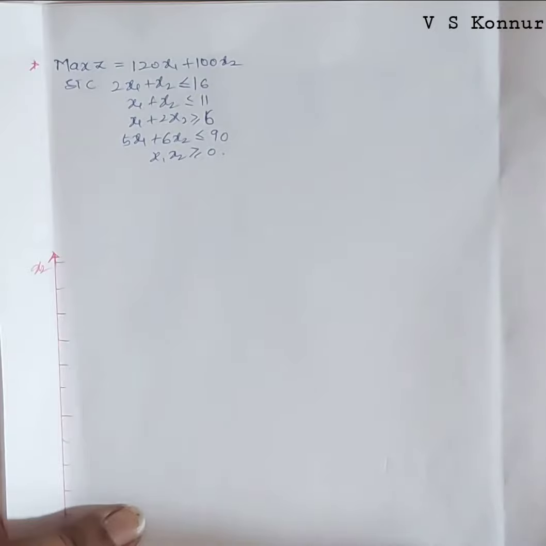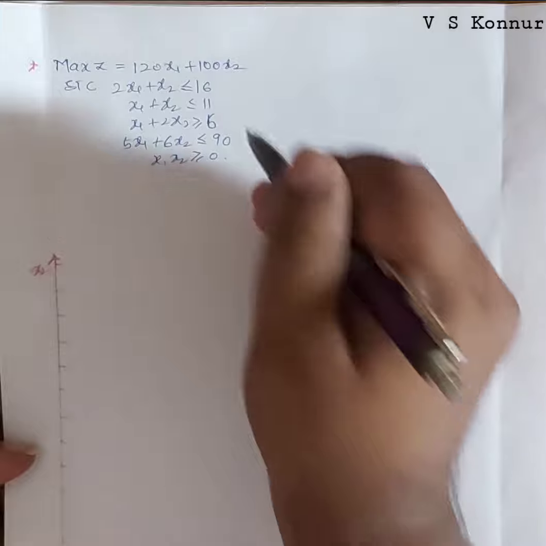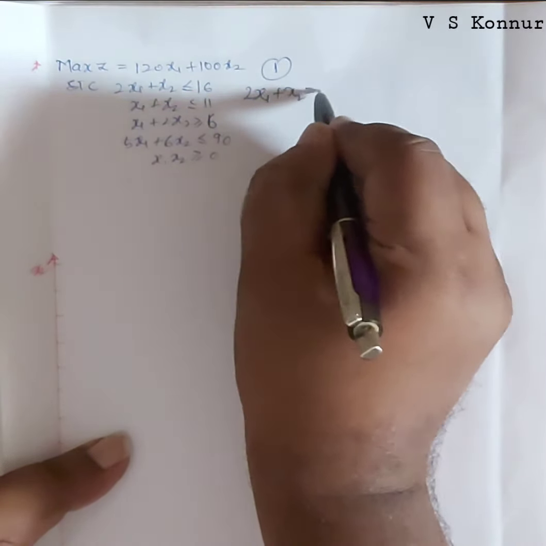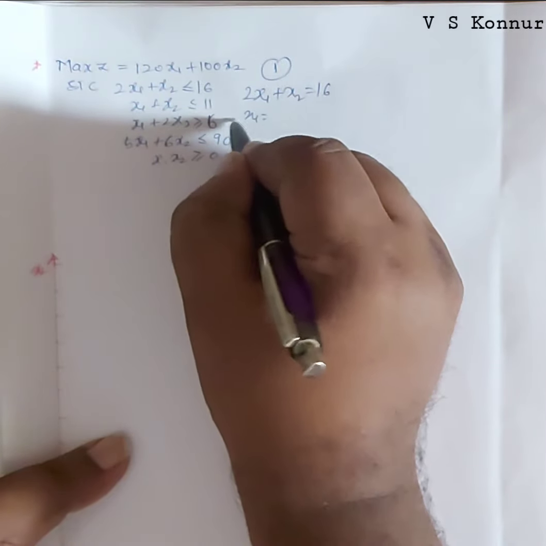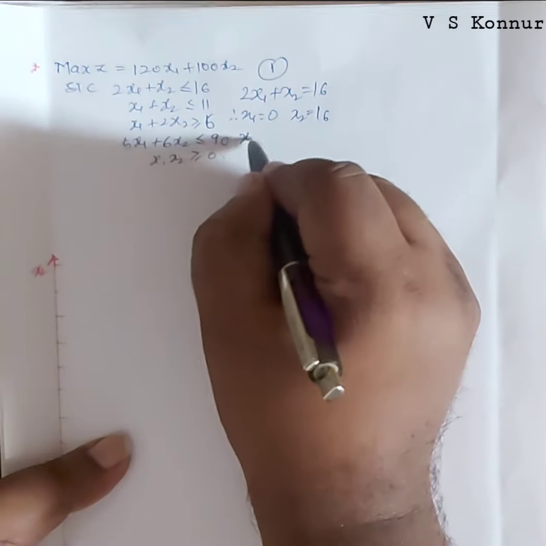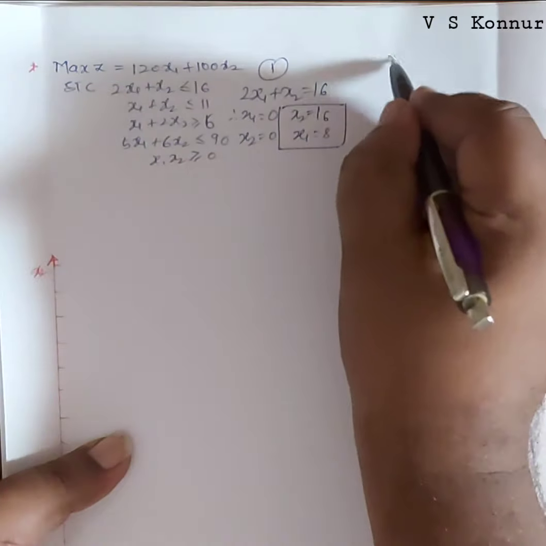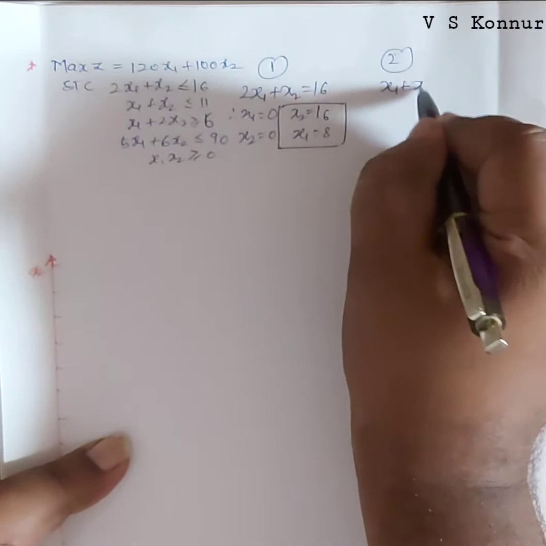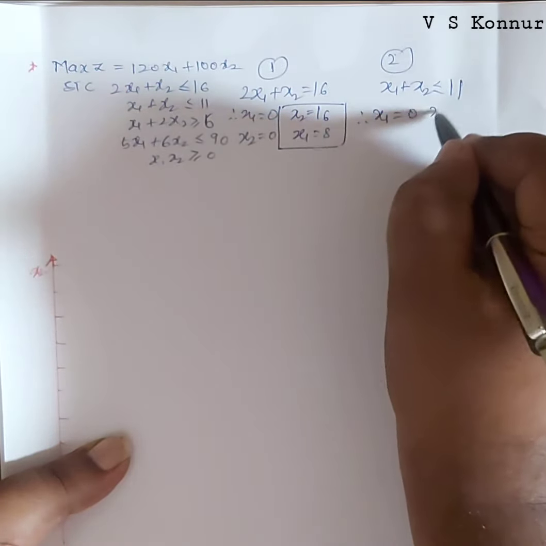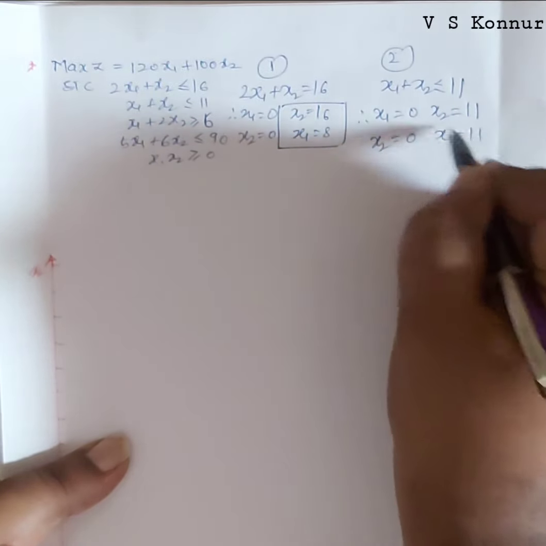Now we will equate the first constraint. 2x1 plus x2 is equal to 16. Put x1 equal to 0, x2 is equal to 16. Put x2 equal to 0, x1 equal to 8. This is the first line. For the second constraint, we take x1 plus x2 equal to 11. Put x1 equal to 0, so x2 equal to 11. Put x2 equal to 0, x1 equal to 11.